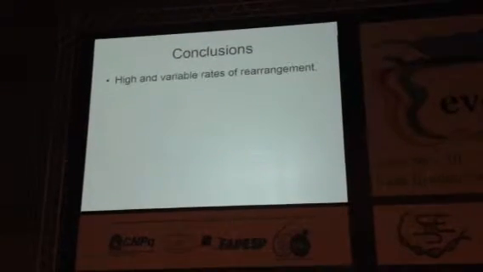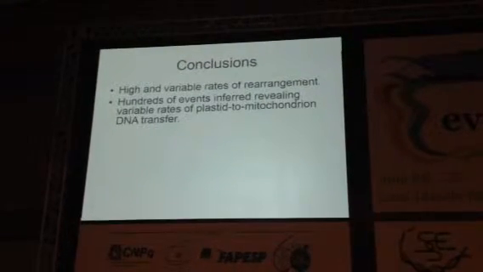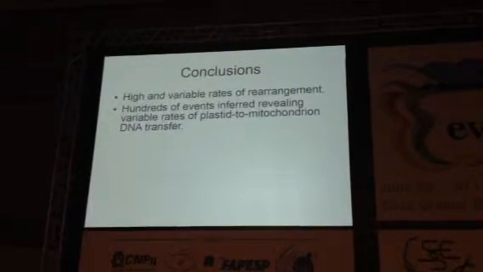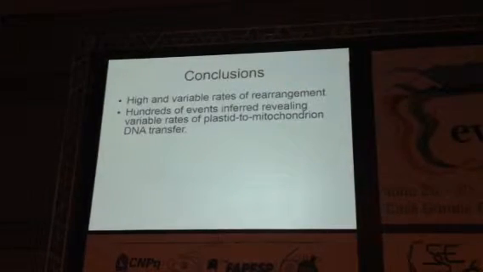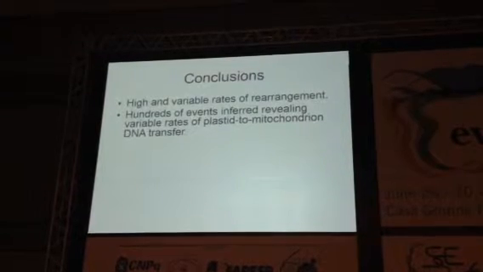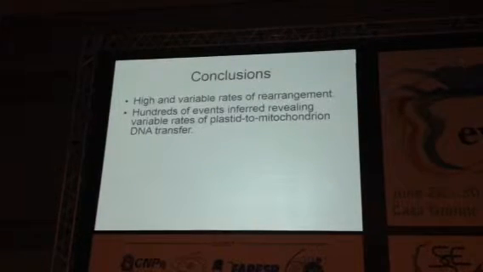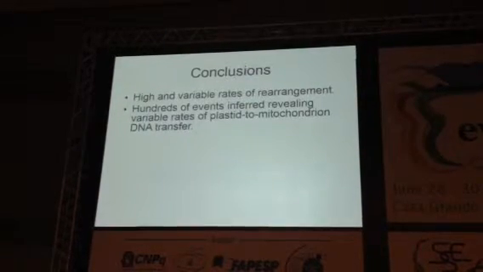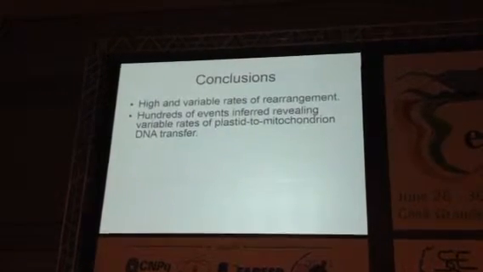But in summary, these Monsonia genomes have high and variable rates of rearrangement, and by using my approach, I've been able to infer hundreds of events, revealing variable rates of plastid to mitochondrial DNA transfer. This is very significant because in the past, people have only been able to identify shared fragments in species a handful of times. So this is basically the first in-depth investigation of the evolutionary history of these fragments in mitochondrial genomes.